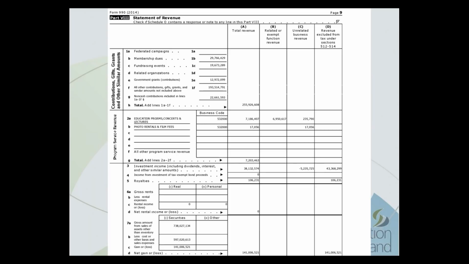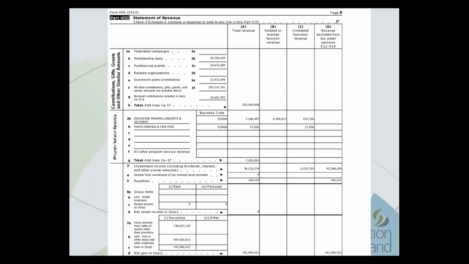For example, this is the top half of page 9 of the 990, which is the statement of revenue. Membership dues on line 1b, almost $30 million in membership dues. Fundraising events, they had revenue of $19.5 million. Remember that $19.5 million for events, because we're going to revisit that on the expense side rather. Almost 13 million in government grants. And then all other contributions, gifts, grants, and similar amounts, $193.5 million. And then non-cash of 22.6.